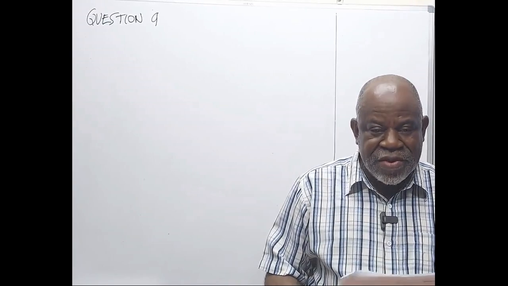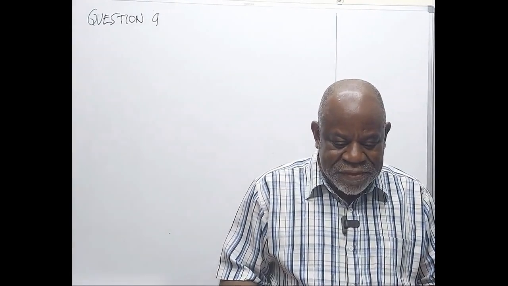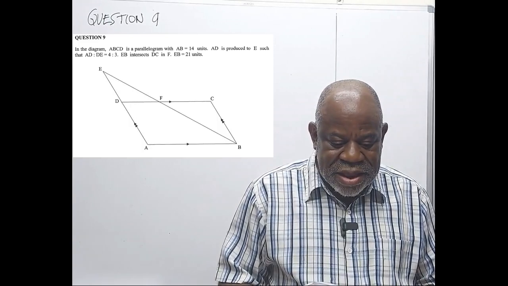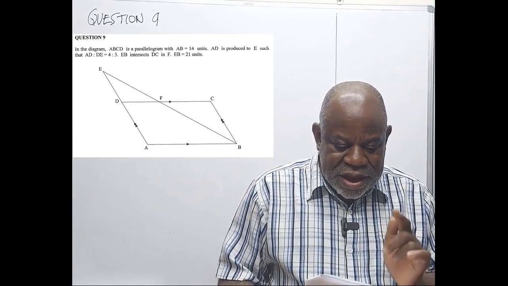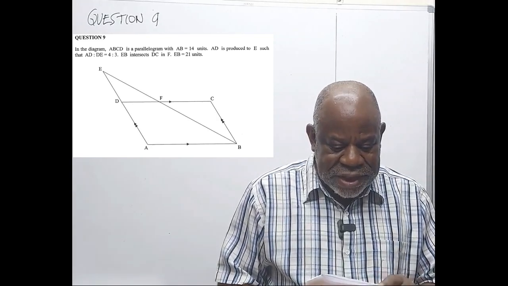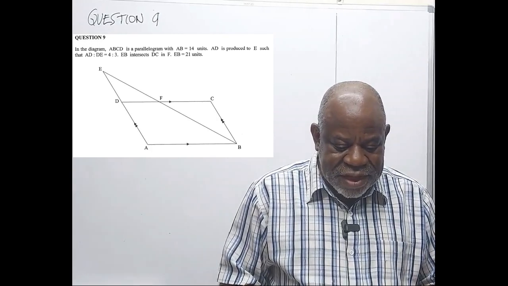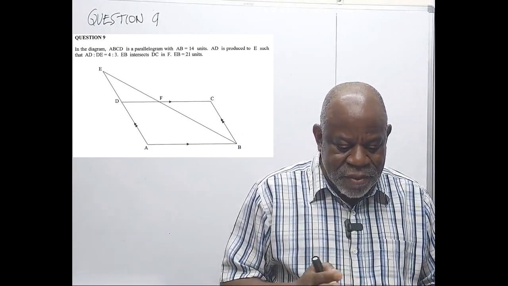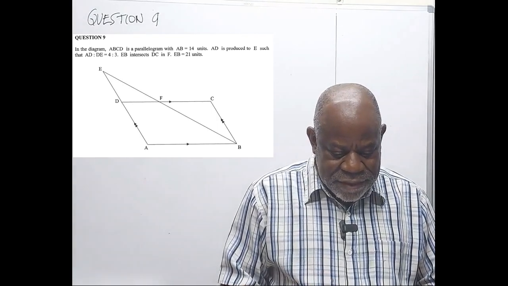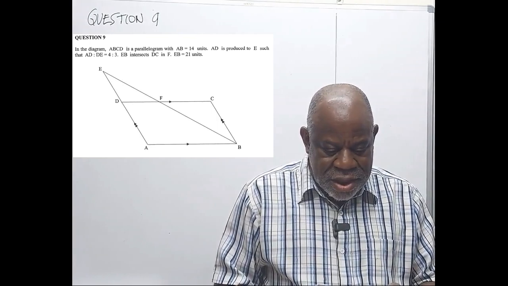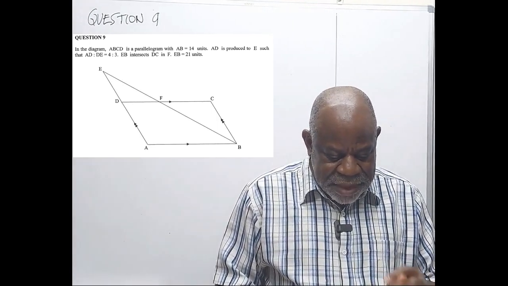Okay, so we're now taking question 9, and I'm going to read the question. In the diagram, ABCD is a parallelogram with ABC equal to 14 units. AD is produced to E such that AD and DE are in the proportion of 4:3. EB intersects DC in F, and EB is equal to 21 units. So as we are watching the diagram, these are the questions.